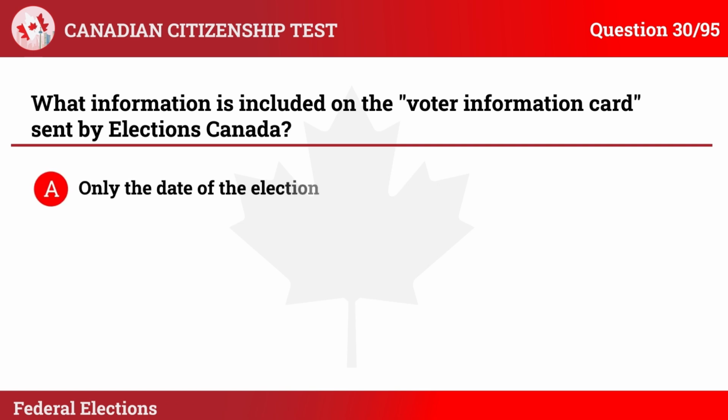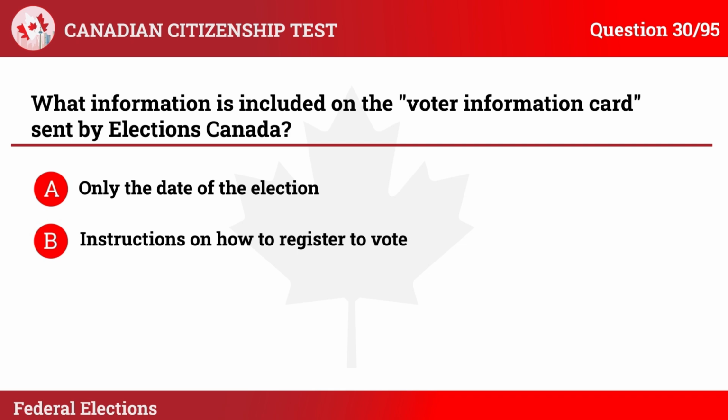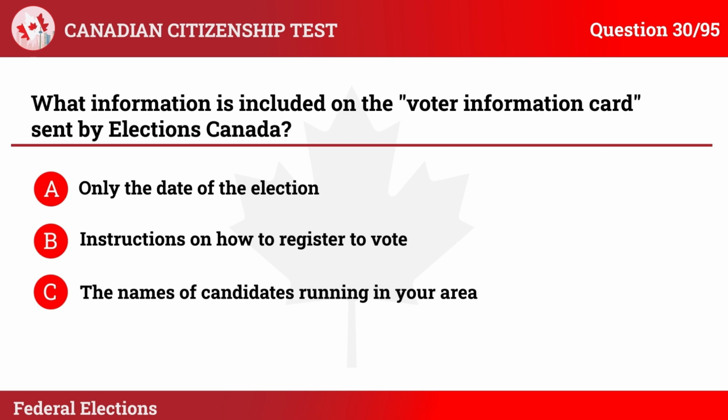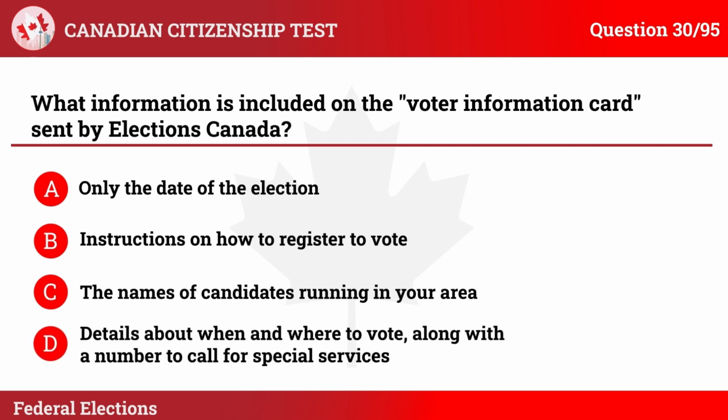A. Only the date of the election. B. Instructions on how to register to vote. C. The names of candidates running in your area. D. Details about when and where to vote, along with a number to call for special services.